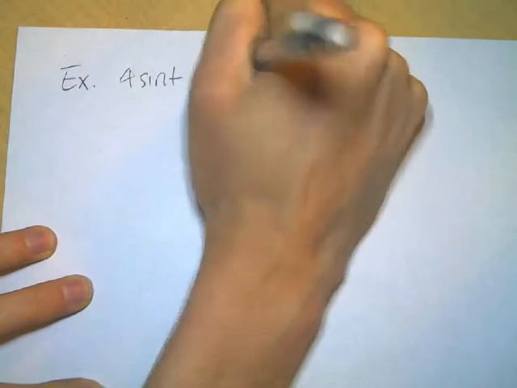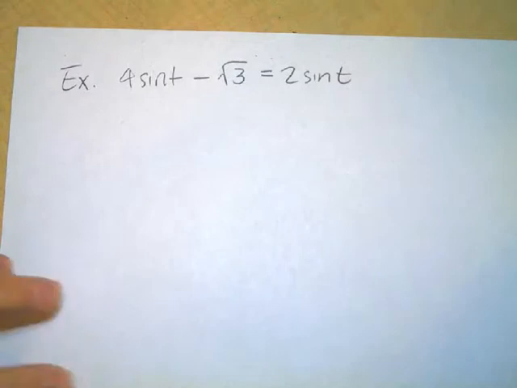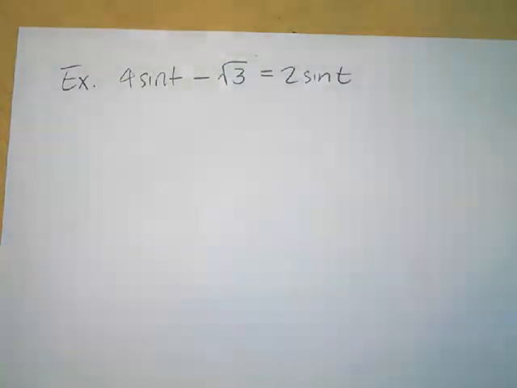So let's say we had 4 sine of t minus square root of 3 equals 2 sine of t. This is a little bit more difficult because there's more than one sine here. So in order to isolate the sine, we have to get all the sines on one side and everything else on the other side, right?